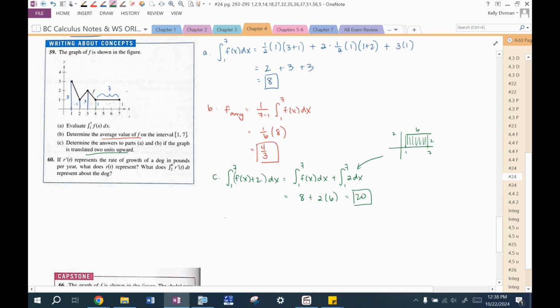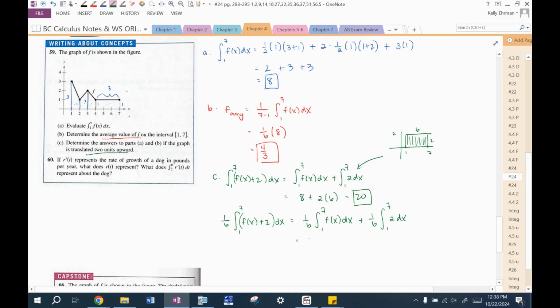And then what would the new average value be? So it would still be 1/6, but it would be times the integral from 1 to 7 of f of x plus 2. I need parentheses around that expression, dx. So that would be 1/6 times the integral from 1 to 7 of f of x dx plus 1/6 times the integral from 1 to 7 of 2 dx.